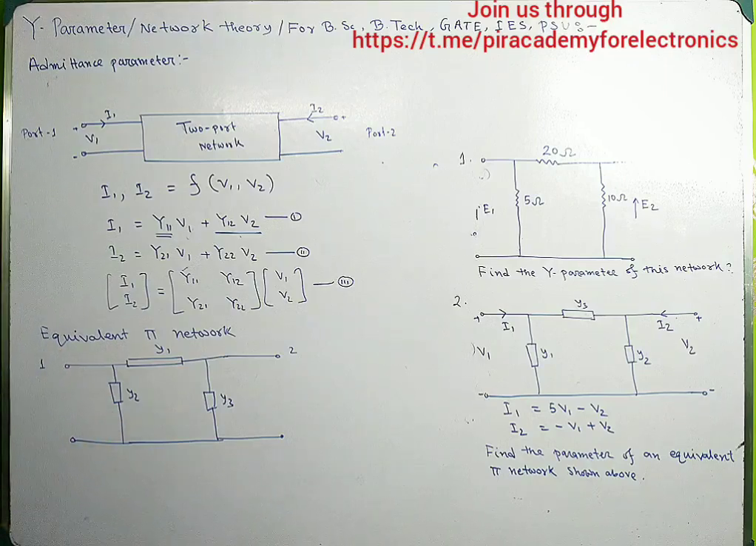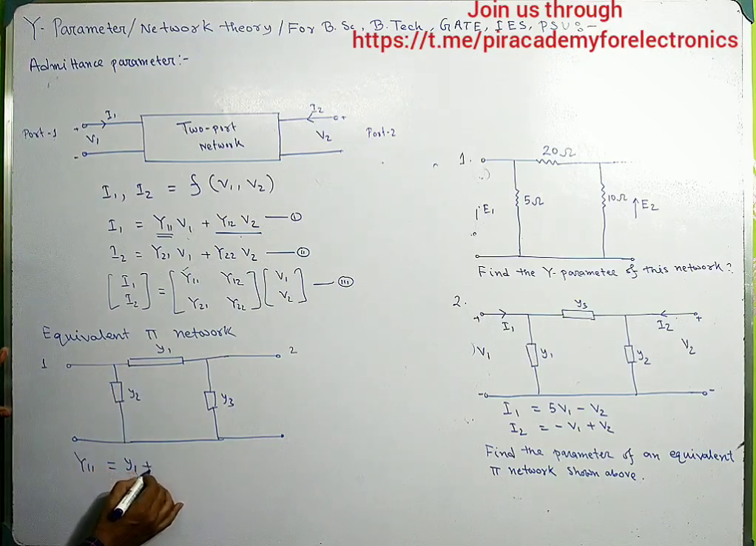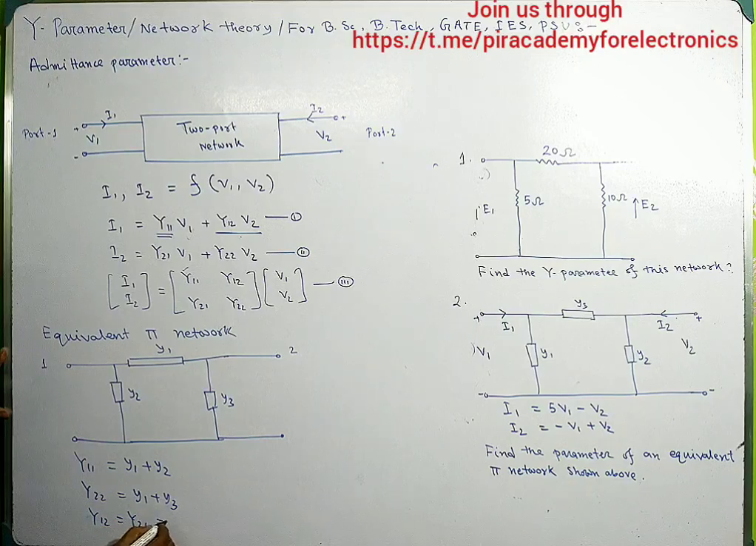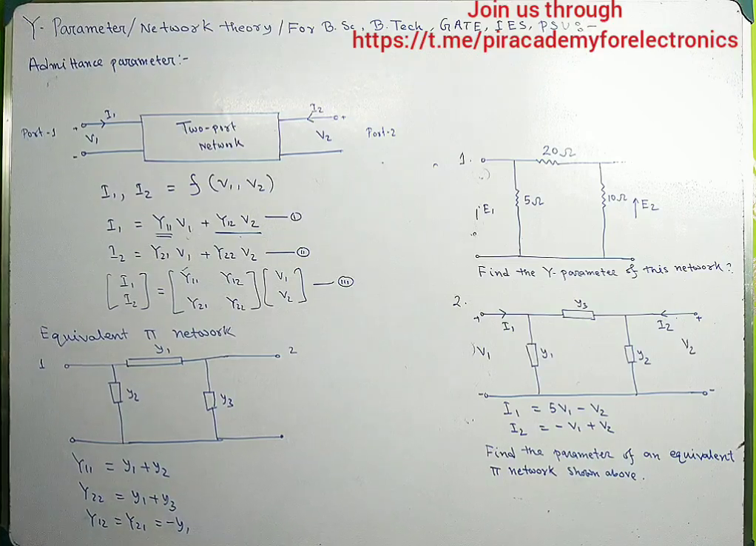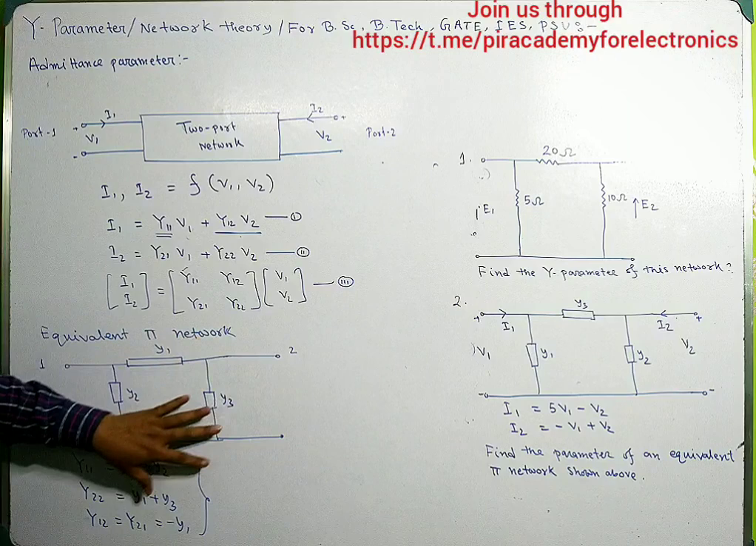In this pi network, what will be the y parameter? So y11 can be written as y1 plus y2. y22 can be written as y1 plus y3, and y12 is equal to y21 equal to y1, and it must be a minus. So these are the three formulas. Using these three formulas you can find out the y parameter of this pi network.